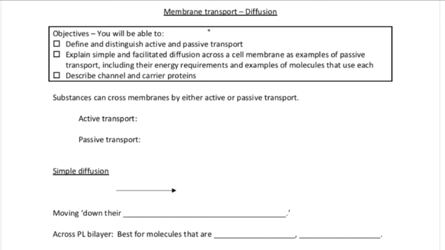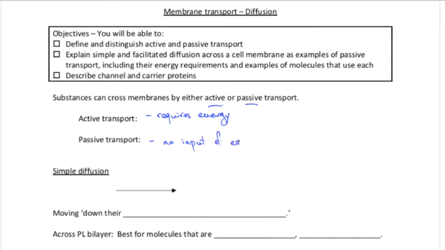In this first lesson on membrane transport, we're going to talk about diffusion. Here are your objectives. Let's start by defining active and passive transport. Active transport is moving a substance across a membrane that requires energy, whereas passive transport is moving a substance across a membrane that doesn't require energy. There's no input of energy in passive transport.